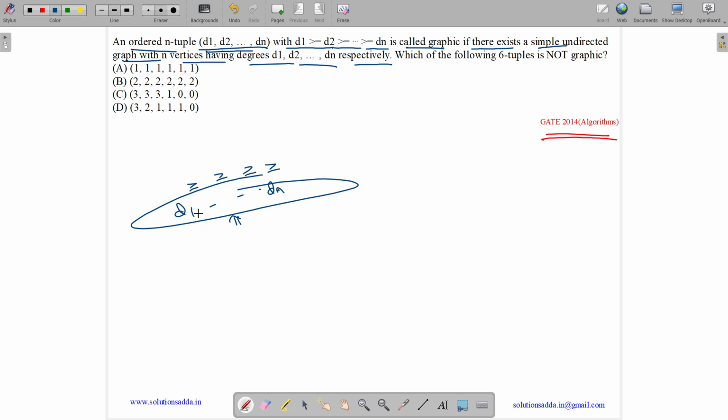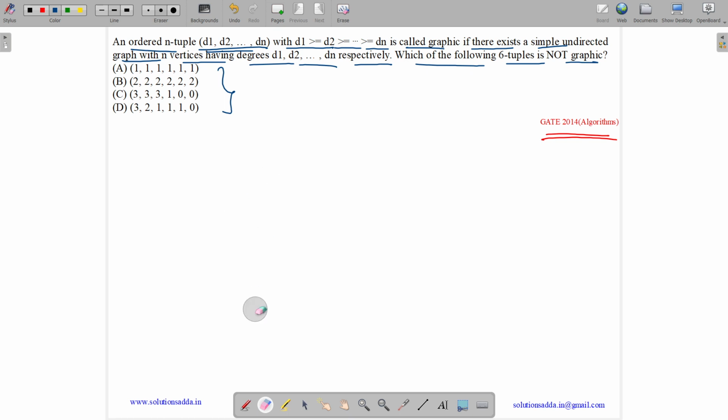Then it is called graphic if we can have a graph where d1 to dn are the degree sequence. Which one of the following 6-tuples is not graphic? So we have these options. We can easily do it by the Havel-Hakimi theorem. What the Havel-Hakimi theorem says is that if we have a degree sequence, then we will first sort it.